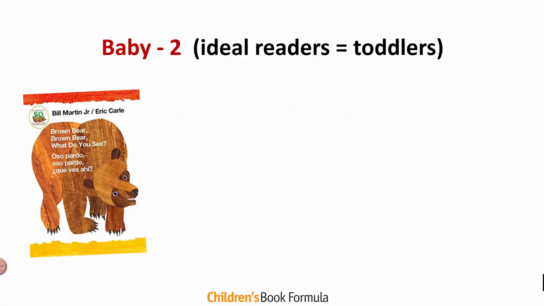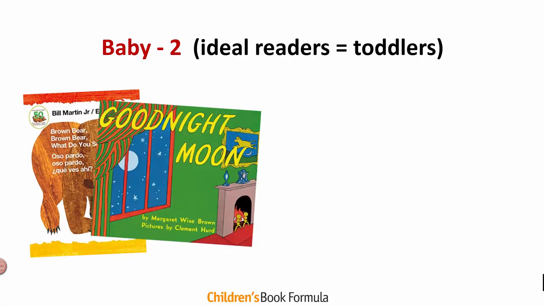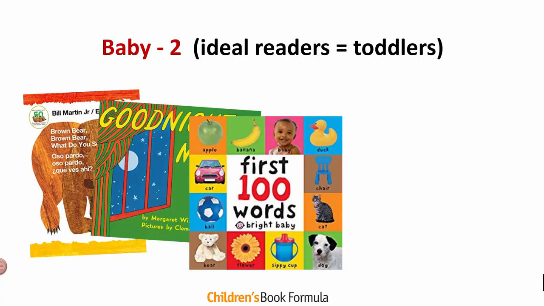And I've collected some titles, some of which may be familiar to you, some of which you may not have seen before, just to exemplify this idea of Baby Through 2 books and this category of books with the ideal readers as toddlers. Books like the Eric Carle book. Boy, I loved this book when I was a kid. Brown Bear, What Do You See? Goodnight Moon. Baby's First 100 Words.